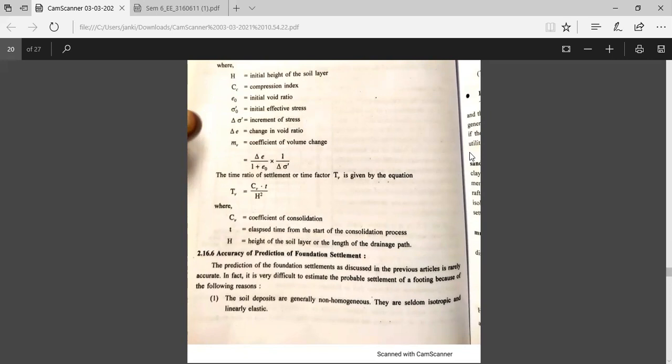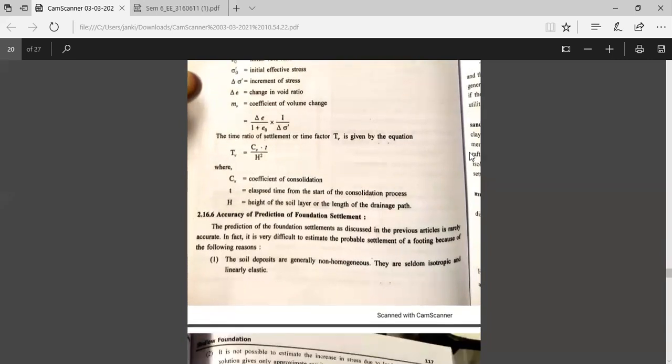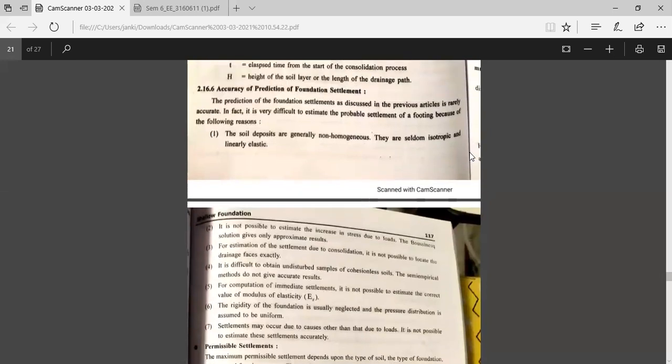The time ratio of settlement, or time factor TV, is given by the equation TV equal to CV multiplied by T divided by H square, where CV is the coefficient of consolidation, T is the elapsed time from the start of the consolidation process, and H is the height of the soil layer or the length of the drainage path.